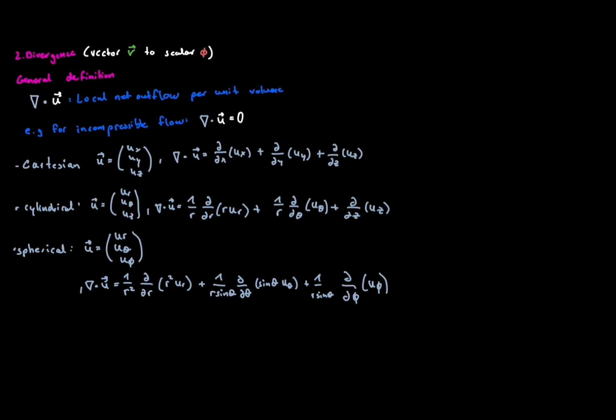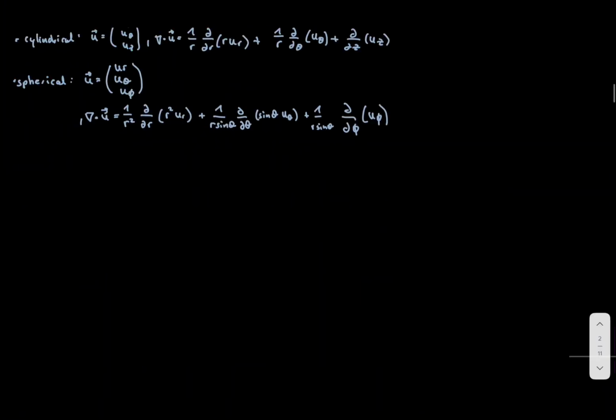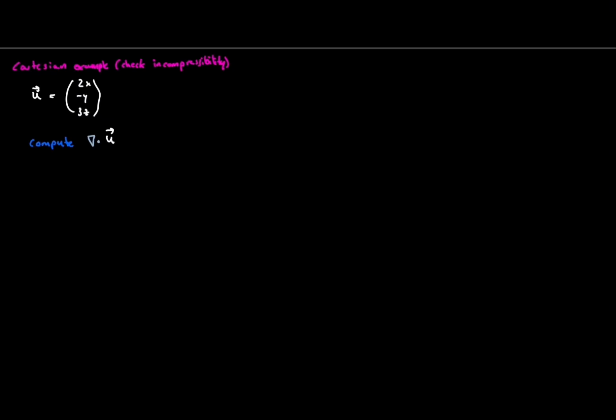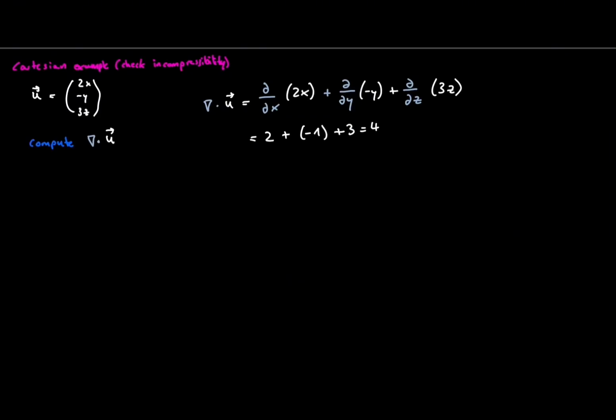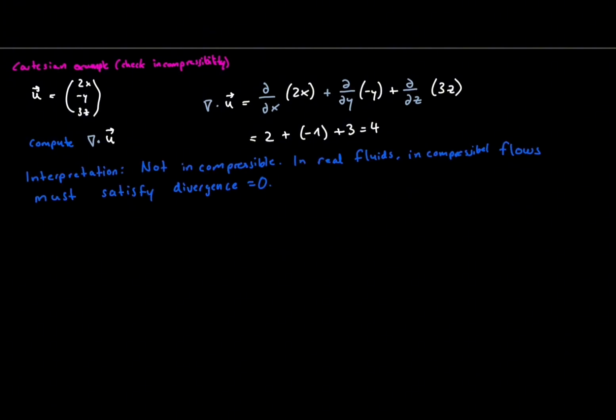Next, divergence. Divergence measures local expansion or compression. In Cartesian coordinates, let velocity equal 2x in x, minus y in y, and 3z in z. Differentiate: 2 from the first term, minus 1 from the second, plus 3 from the third. The divergence is 4. Since it is not 0, the flow is not incompressible.